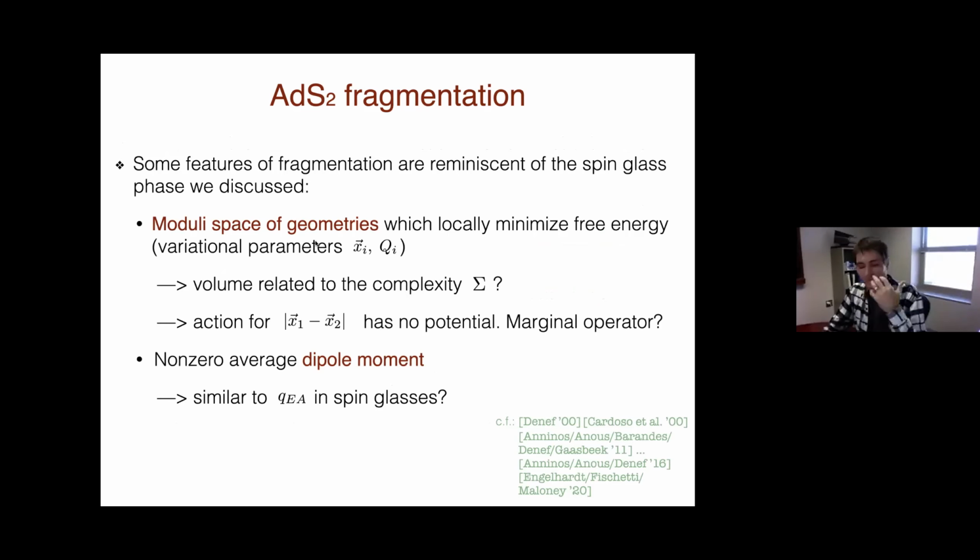And so one way to make this idea more precise would be to quantify in more detail the moduli space of these geometries that locally minimize the free energy, and they're characterized by various parameters that you can choose, like the charges and the locations of the throats. One could imagine computing some regularized volume of this moduli space and asking if that is related to the complexity that I described, which also describes the fact that there are many different disconnected states, and ergodicity between them is broken, but all of these states are important to characterize the system and the fact that the system is complex.